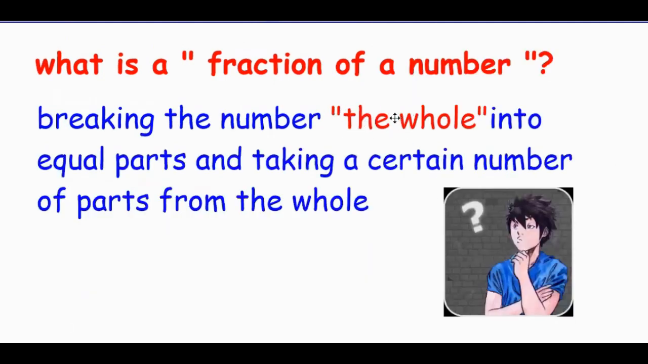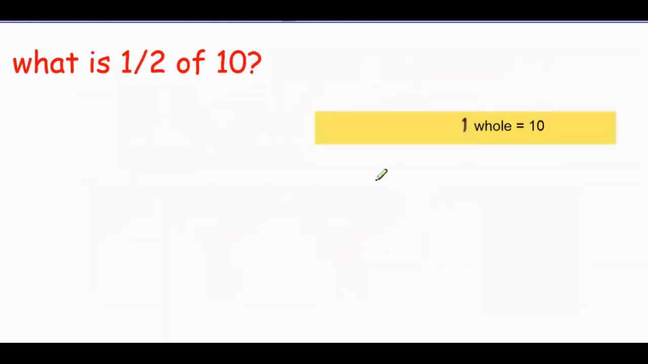But how can I find a fraction of a number? In this case, my number is the whole. So a fraction of a number is breaking the number into equal parts and taking a certain number of parts from the whole. What does it mean? For example, what is 1/2 of 10?